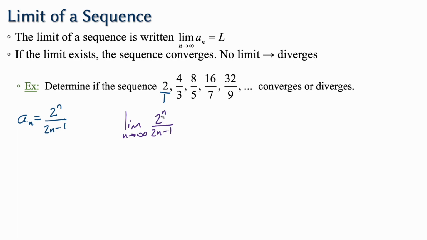So clearly in the numerator, if you have 2 raised to a power and you just let that power become bigger and bigger and bigger, the numerator is going to become infinitely big. And certainly the same can be said about the denominator as well. So in this case, technically, doing the limit on this would be an indeterminate form. So therefore, we can use L'Hopital's rule.